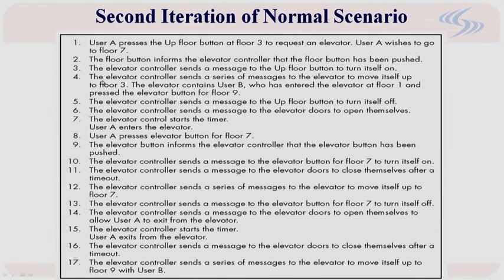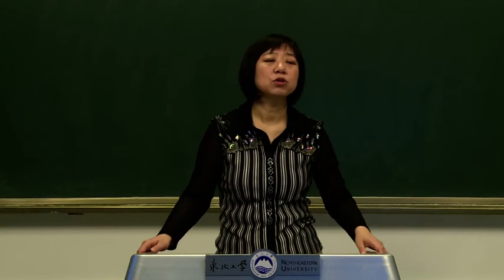Fourth, the elevator controller sends a series of messages to the elevator to move itself up to floor 3. And the elevator contains user B, who has entered the elevator at floor 1 and pressed the elevator button for floor 9. So the elevator controller sends a message to the up floor button to turn itself off. So you see that now the scenario also changed.